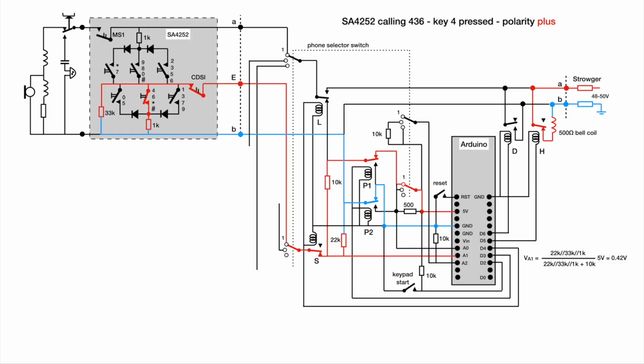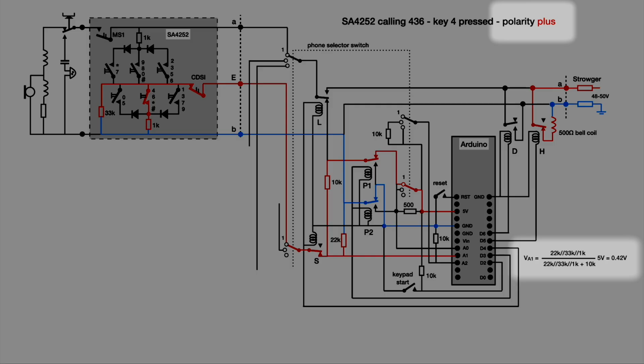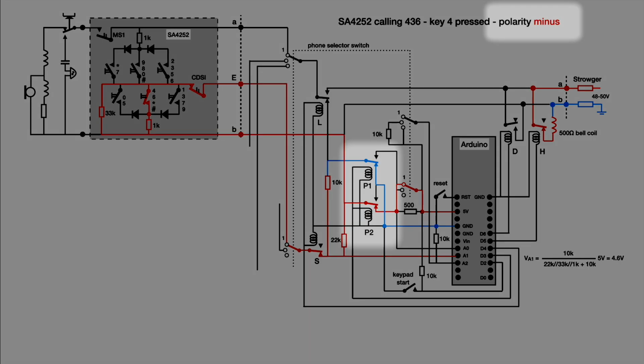You will notice that switch MS1 opens to isolate the telephone circuit while switch CDSI connects the E wire. The various resistors create a voltage of approximately 420 mV at Arduino input A1. After 10 milliseconds, the polarity of the A and B wires of the keypad is reversed by operating relays P1 and P2. 30 milliseconds later, the voltage is read again.